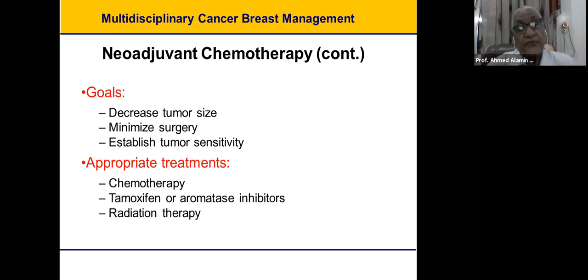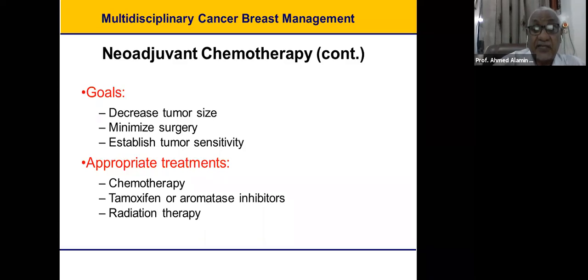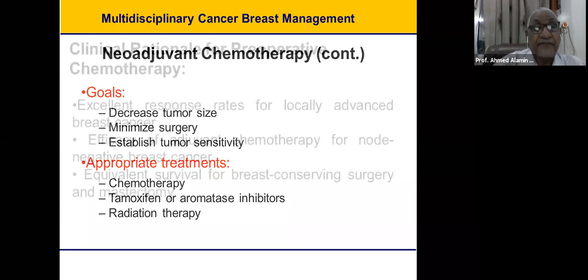Appropriate treatments are chemotherapy for those who are fit and can tolerate it, and who haven't got comorbidities preventing chemotherapy. For those who are ill and cannot tolerate chemotherapy, hormonal therapy can be given as a neoadjuvant. If all these fail, radiation therapy, although it is not a systemic treatment, can help reduce the size of the tumor in some patients and allow surgery to be done.